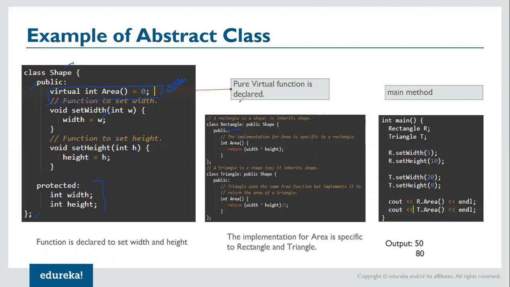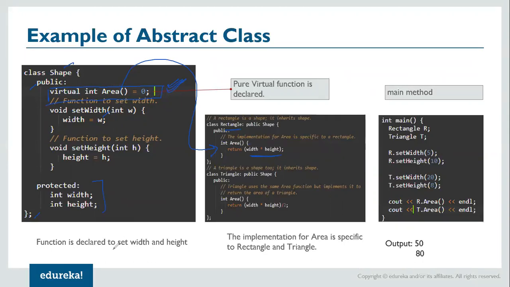Now you have a rectangle which is extending, or inheriting, the shape class. Here, this particular method has been defined, as you can see. It has been given a body with open and closing curly braces. Here you can give, in the case of rectangle, area as width into height, right? And in the case of triangle, you have a different formula. So as you can see, in the case of abstract classes, you have a virtual function which has no body, and we give the definition of that in the subclasses.